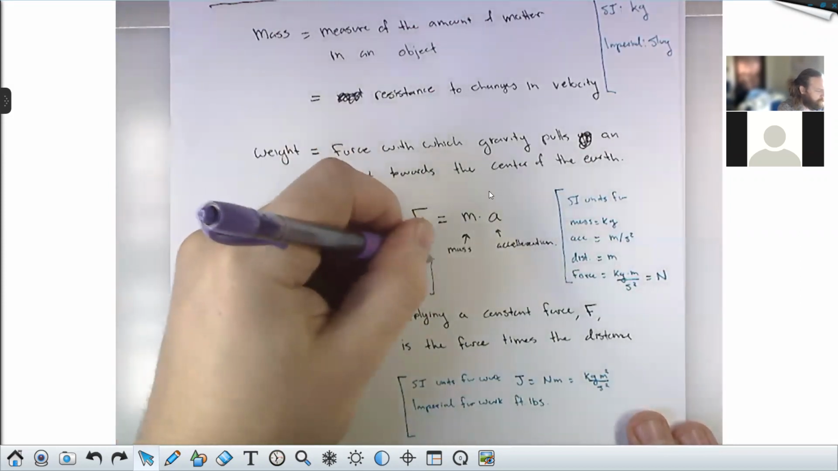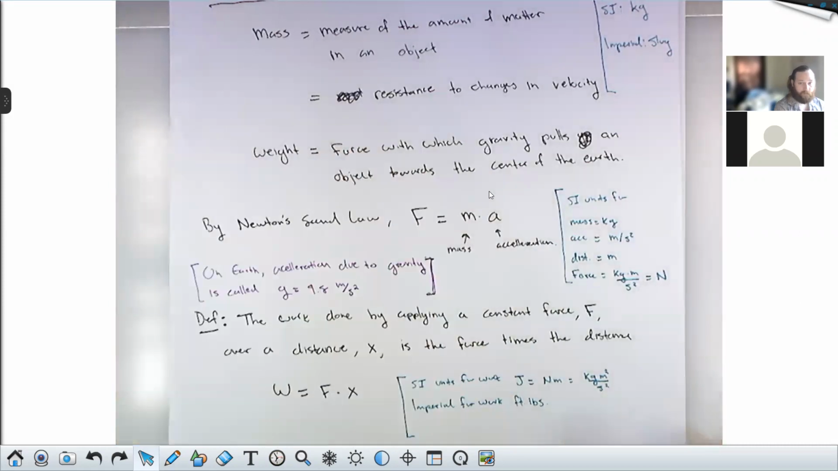So if I want to find my weight in newtons, the SI unit for force, and weight is a force, I would take my mass of 100 kilograms and multiply by acceleration due to gravity, which is 9.8 meters per second squared. So that would be 980 newtons. That is my weight in SI units, which is different than my mass.